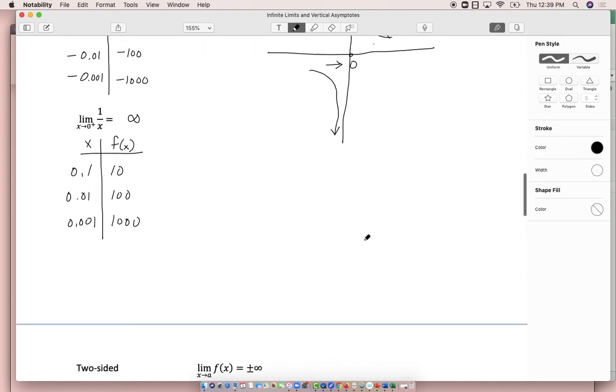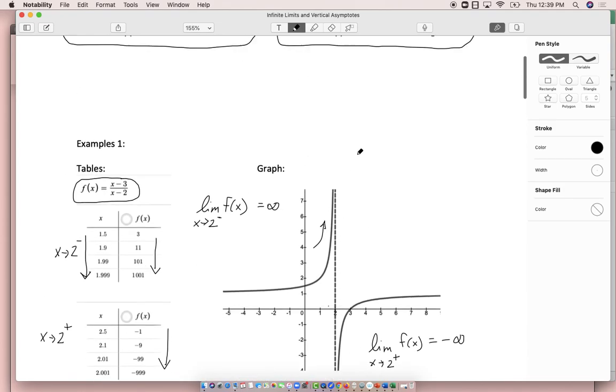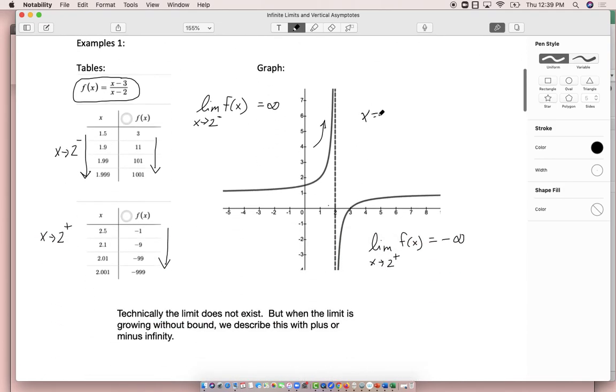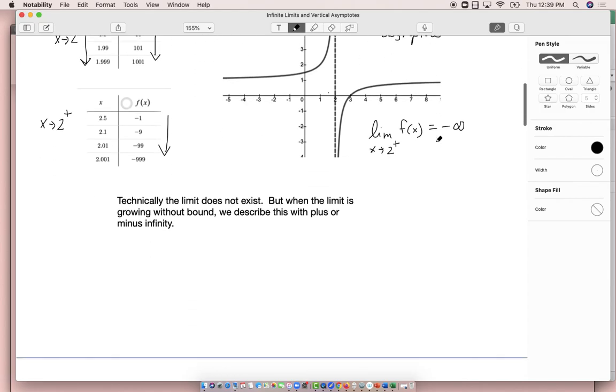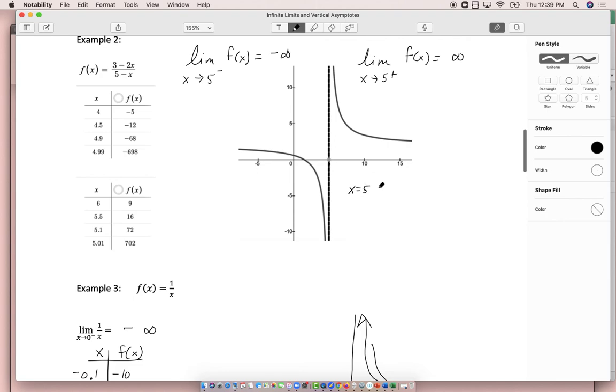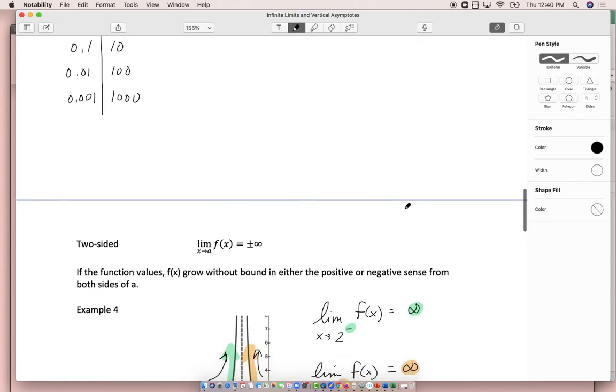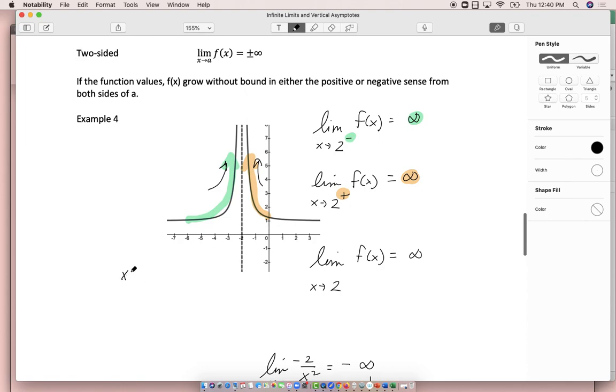So, in this example, x equals 2 is a vertical asymptote. X equals 5 is a vertical asymptote. Funny word, isn't it? And in this case, x equals -2 is a vertical asymptote. So those are just 3 examples. Each one of these is a vertical asymptote.